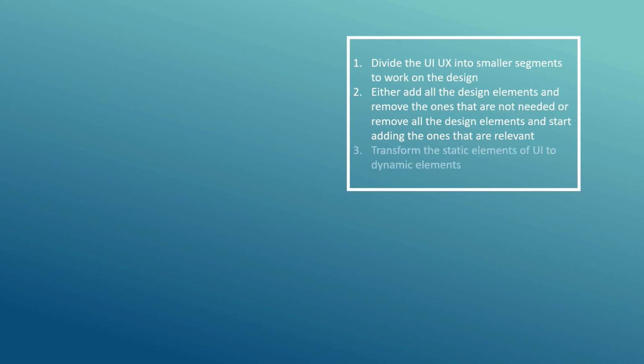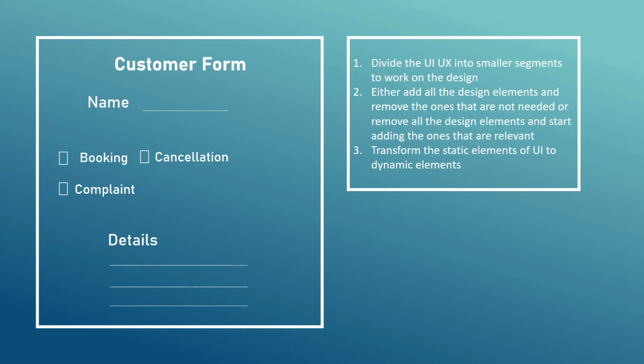And the last one, the key one here, is asking me to transform all my static elements of the UI to dynamic ones. For example, the static element in the previous form design was the context, that is, a booking form, the booking part was static. And is there a way we can make it dynamic? So based on these 3 ideas, this is how the new form design would look.